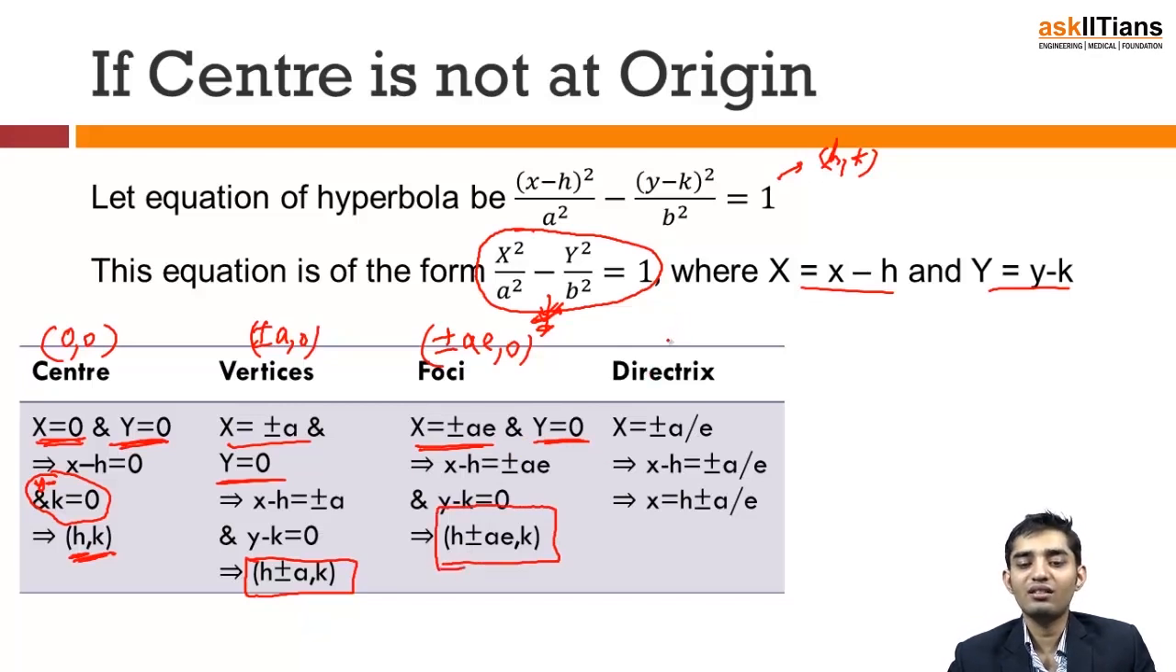And similarly with directrix, directrix is nothing but capital X equal to plus minus a by e for this one, right? For the standard one, always write down for the standard one and then substitute whatever the values of capital X and capital Y. Okay. So again you will substitute, so you will get this as the directrix. So you will get the two directrix, two foci, two vertices and center. Okay. So this is the method. Understood?